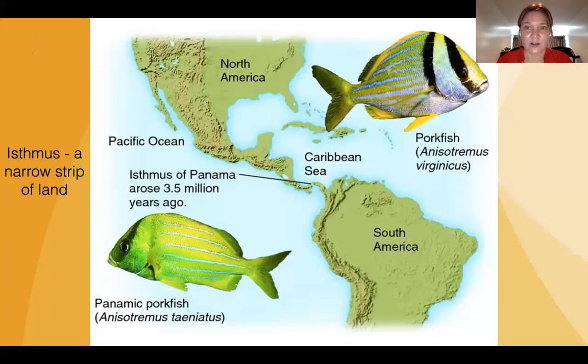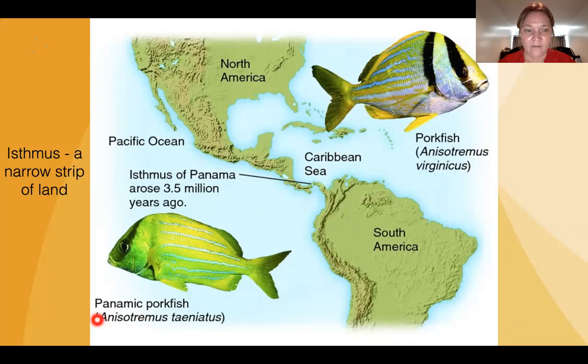This is an example of how a species of fish became two different species. Let me get my little laser pointer. We have North America and South America. This is Central America here. About 3.5 million years ago, you had what's called the Isthmus of Panama, and an isthmus is a narrow strip of land. So this used to be open, and then 3.5 million years ago, the land formed, which cut off these two, which look like cichlids.